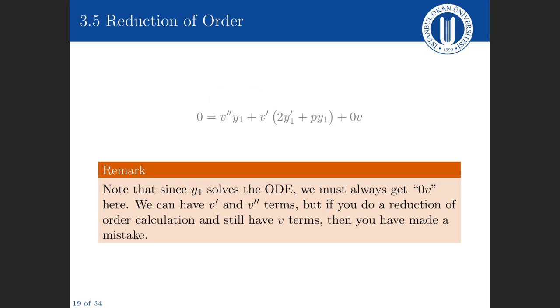Let me repeat what I just said. Because y1 solves the differential equation, we must always get plus 0v on the end. It's okay to have something multiplied by v prime. Okay to get something multiplied by v double prime, but we must always get 0v. If you don't get 0v, then you've made a mistake.